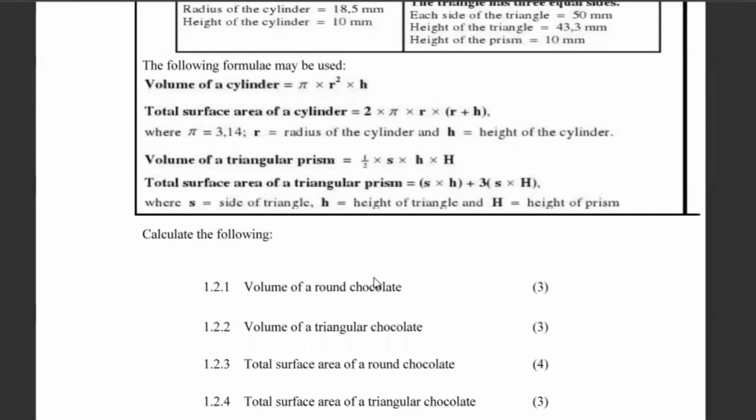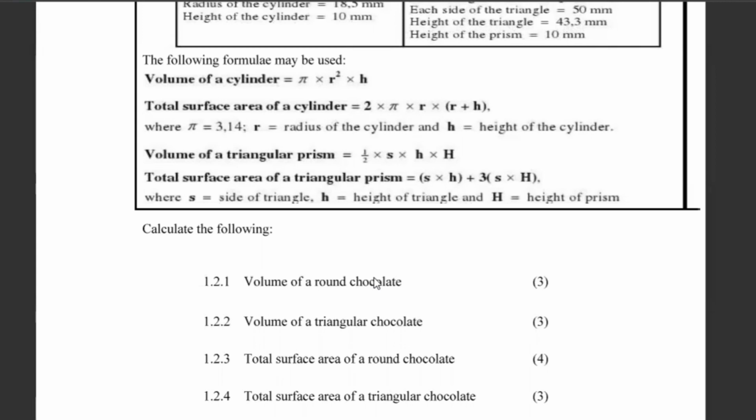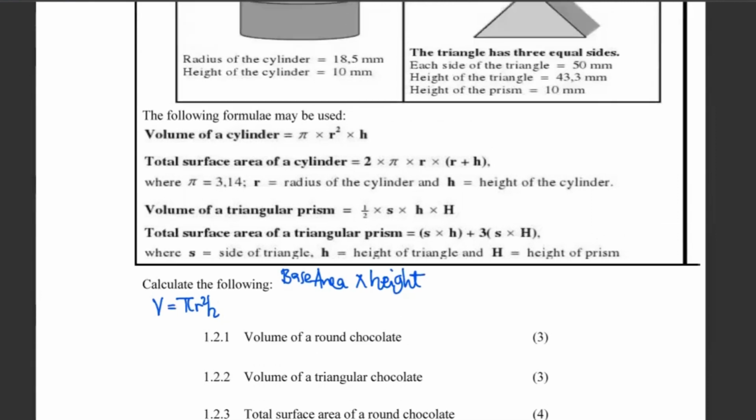Volume of a cylinder. In your head, volume of a cylinder should always be pi r squared h. In other words, the same as base area times the height. Base area times the height. So volume of a round chocolate will be there. Take note, what's given to us? Okay, it's already a radius, which is okay. And we have the height.